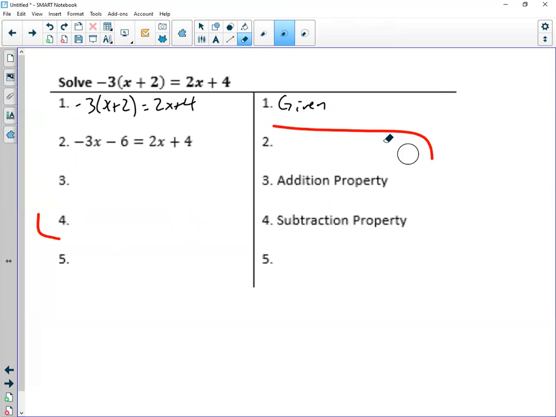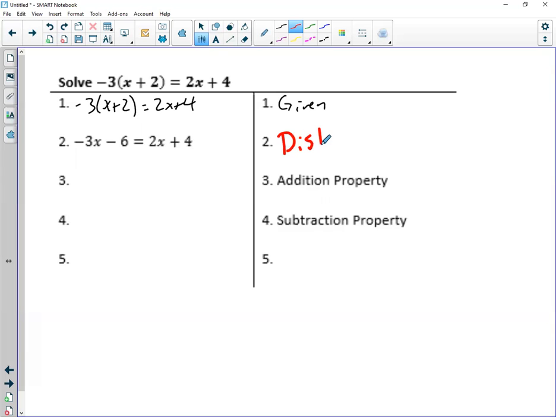All right. So let's work our way through this and talk about it and see what we come up with. Now, obviously, there's no reason bank, but you kind of have a big reason bank right up at the top of this thing. All those vocab words, those are the things that you can use in a reason bank. So, how did I go from step 1 to step 2? I distributed. So I have the distributive property. Now, it tells me that I want to use the addition property. What could I do to use the addition property?